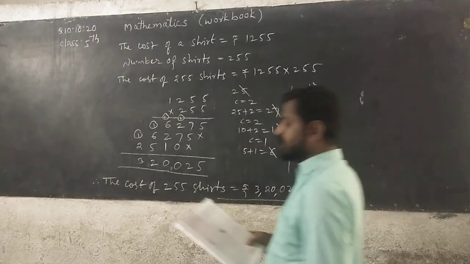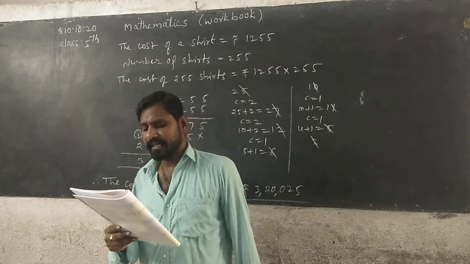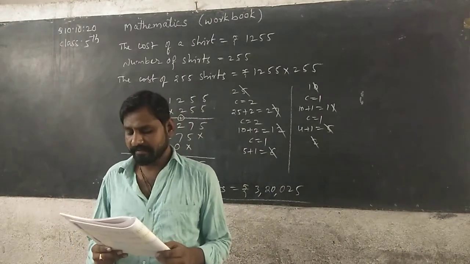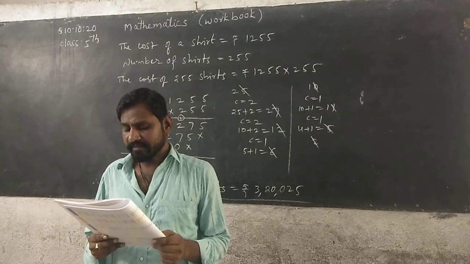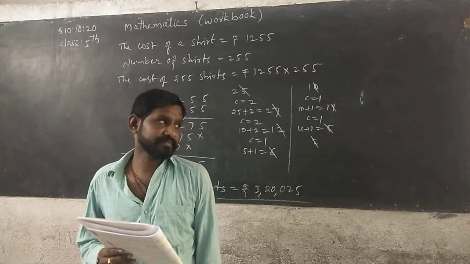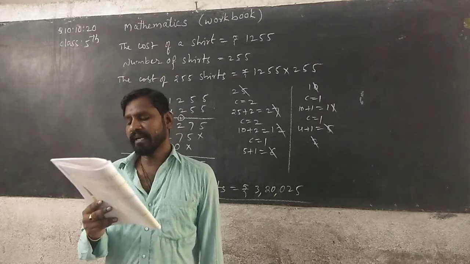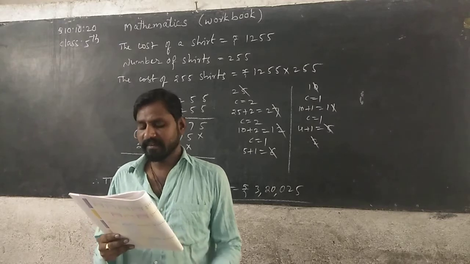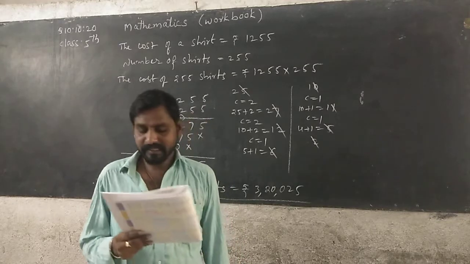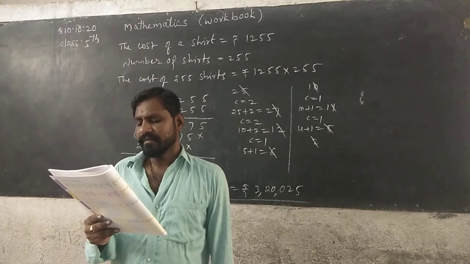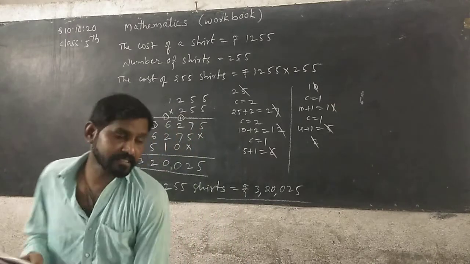Now next, 18 eggs are kept in a tray. 354 such trays are kept in a carton. So, how many trays are there? 354 trays. See here, how many eggs are there in 45 such cartons?